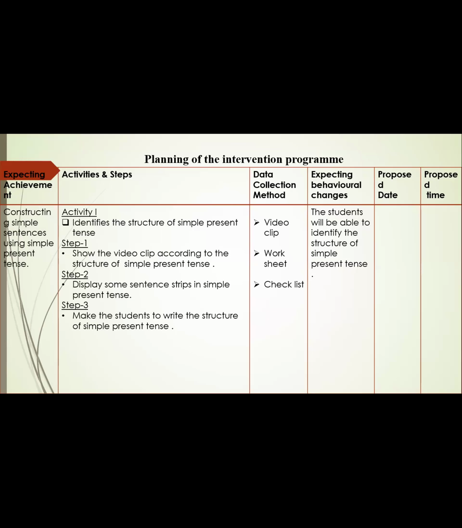Expecting behavioral changes: at the end of the lessons, the students will be able to identify the structure of simple present tense. Activity 2: identify the verb form of simple present tense. Show a video clip which has some verb forms of simple present tense. Step 2, get them to play the whiteboard game. In step 3, ask them to write the correct verb form. Expecting behavioral change: the students will be able to identify the correct verb form.